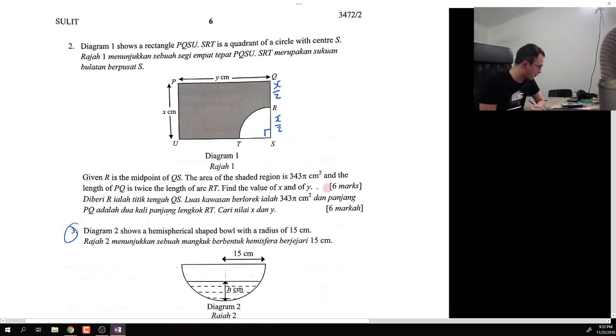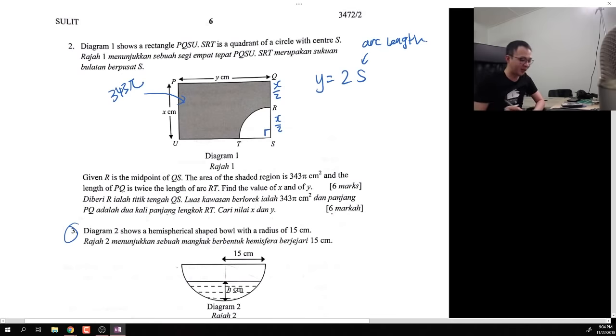Alright, and then the area of the shaded region is 343 pi. So at least we know the area here is 343 pi. And the length of PQ is twice the length of RT. Length of PQ will be twice of length of RT. Okay, so I know Y will equal 2S. S stands for the arc length, arc length RT. So yeah, because it said PQ will be twice of the RT. Okay, find the value X and Y.